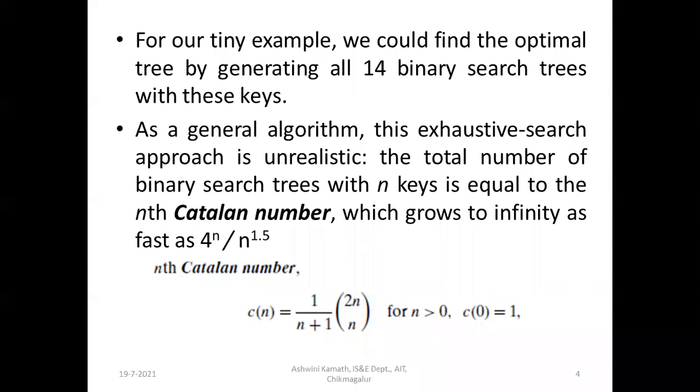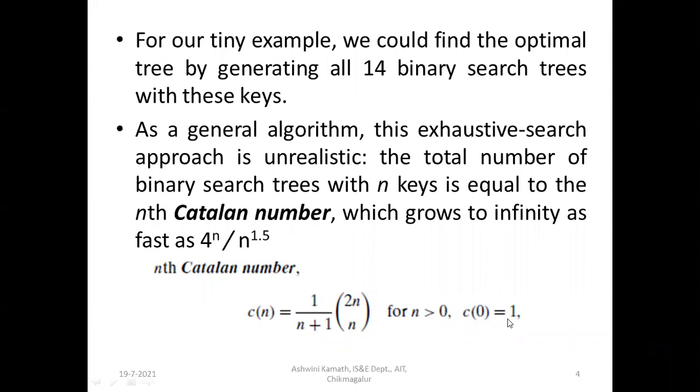Because 1 divided by 1, then if you apply the factorial formula, it is 2n factorial divided by (2n minus n) factorial into n factorial. If we get the value 0 here, 0 factorial is equal to 1, so 1 into 1, and 1 divided by 0 plus 1, so 1 into 1 will be equal to 1. So if n is equal to 0, then C of 0 is equal to 1. This is how we can calculate the nth Catalan number.